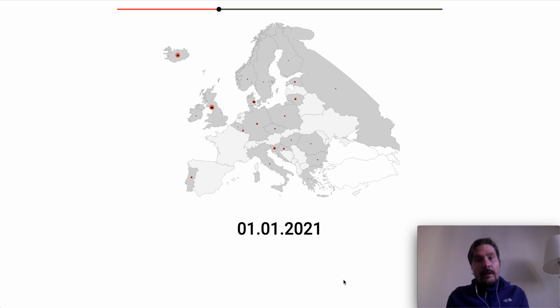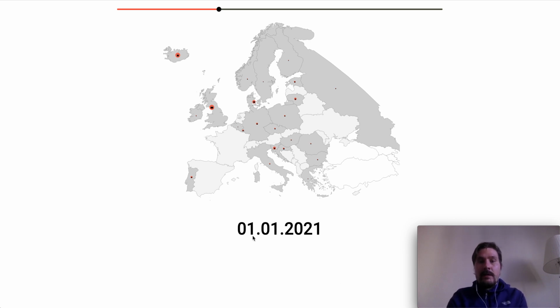So the darker gray color presents the countries that have started the vaccinations on the given date, and the lighter gray colors present the countries that have not. And the number of vaccinations given by each country is presented with the red circle placed on top of the country.